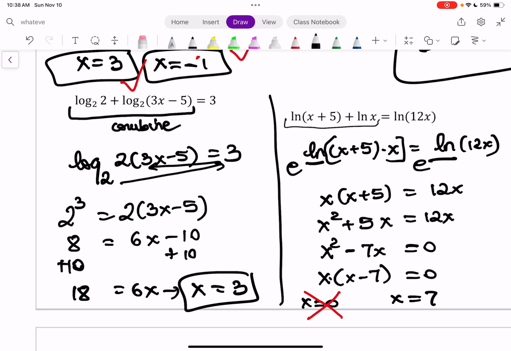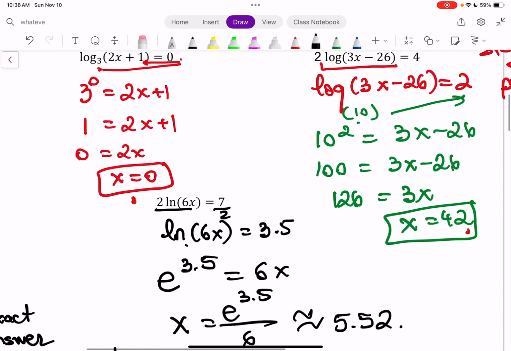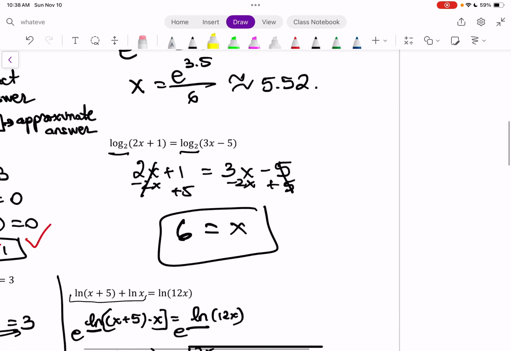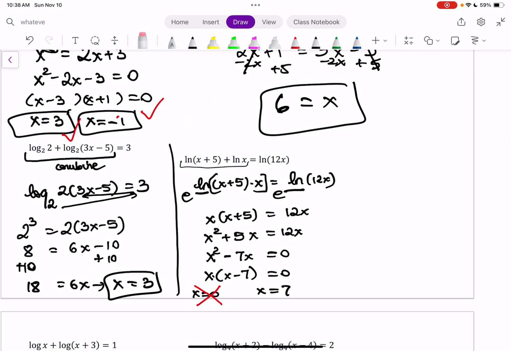Okay. And 7 is positive. So again, you need positive numbers. Positive numbers. So not 0. 0 is not a positive number. Okay. So 7's going to work.